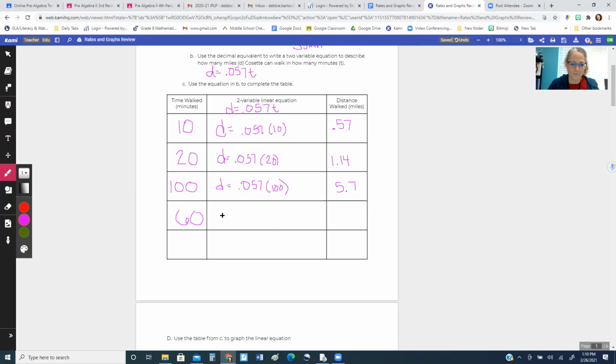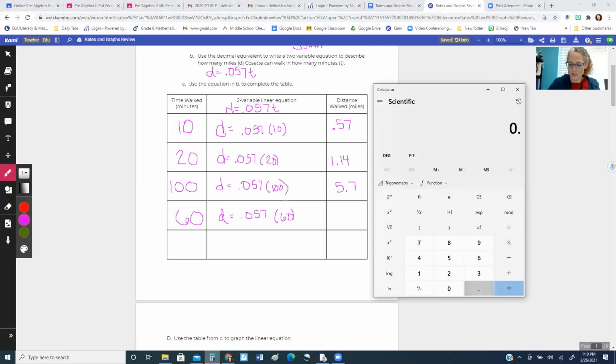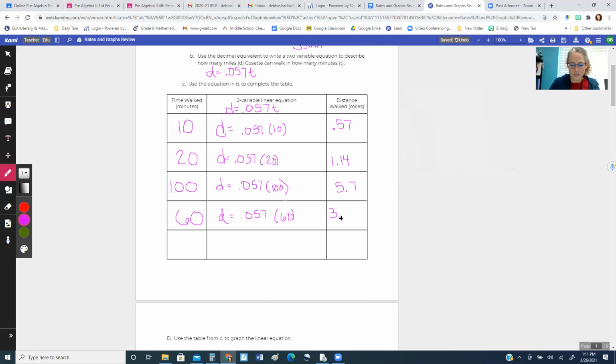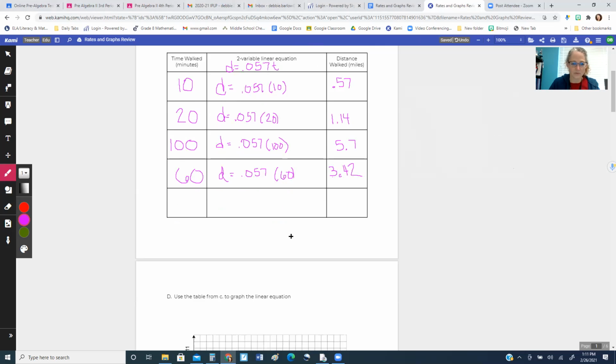60 minutes. The distance is equal to 0.057 times 60. Now, this is not one that I am choosing to do in my head. So 0.057 times 60 is 3.42. So after 60 minutes, she's gone 3.42 miles.